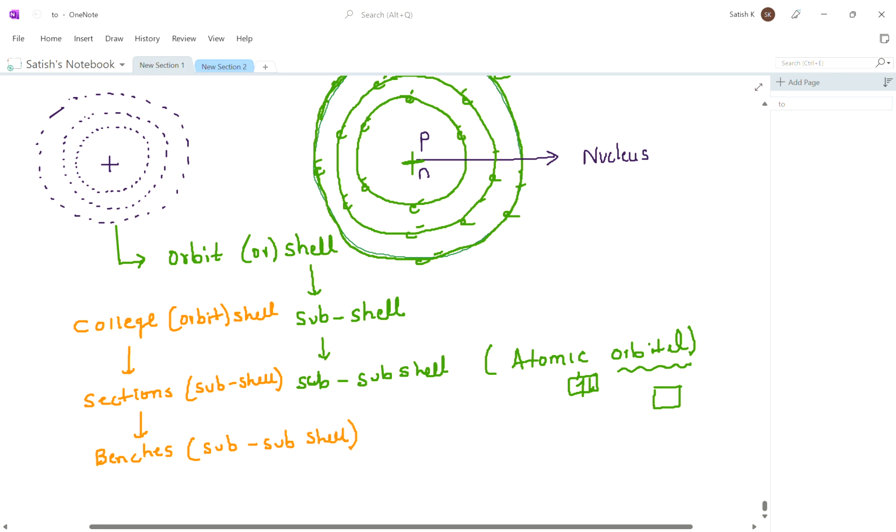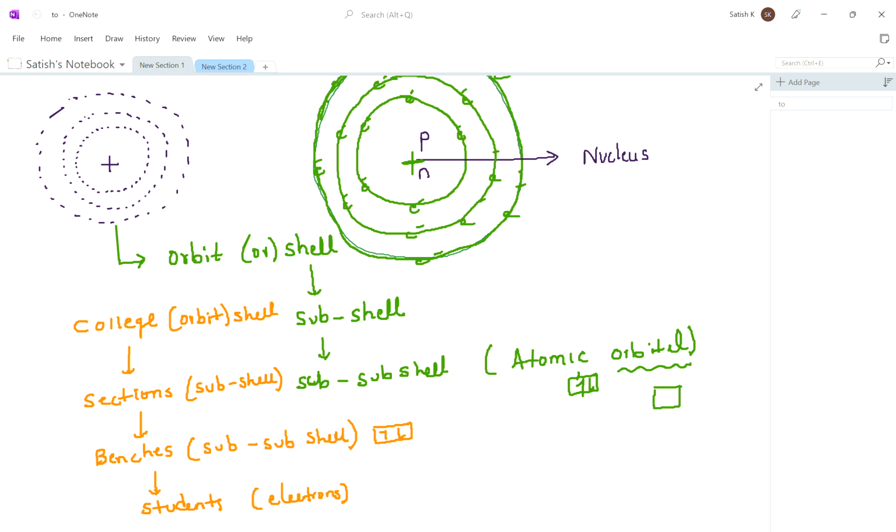Now finally, who is there? Definitely the student. This subshell is a bench like this. Student 1, student 2 sitting like this. So finally the last one is the student. So electrons, we are arranging electrons like this.